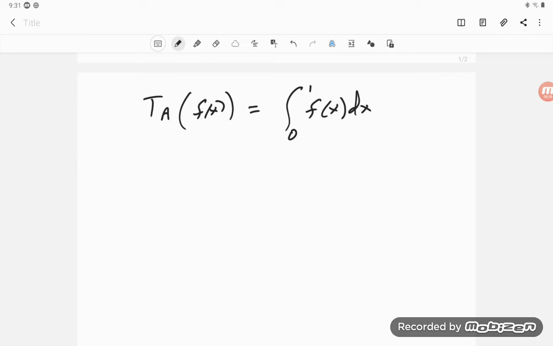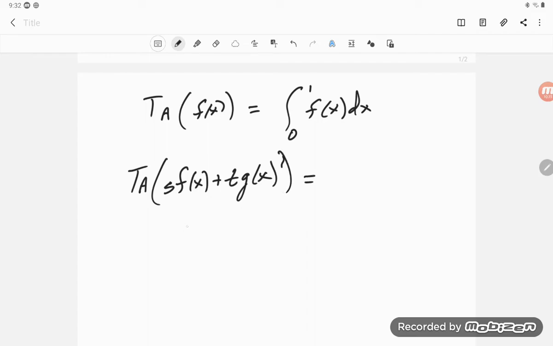And that's a real number. But notice that if I take two functions and I want T_A of, say, some s times f of x plus t times g of x, that's going to be the integral from 0 to 1 of this whole thing, s f of x plus t g of x dx.